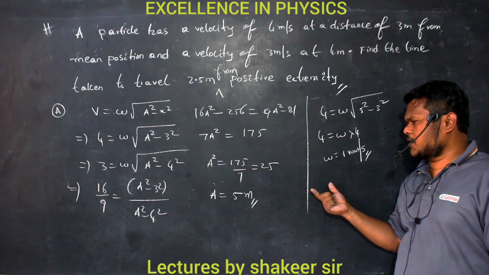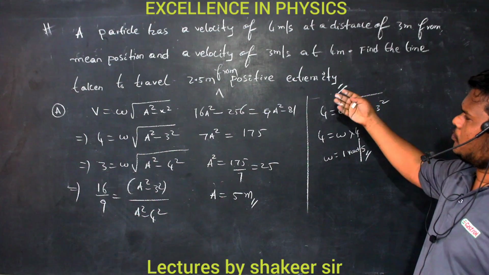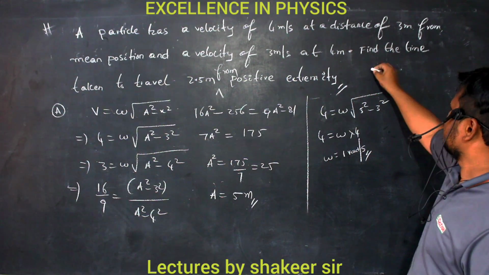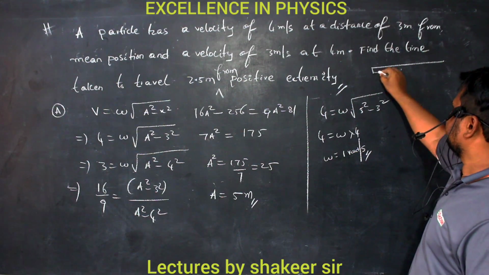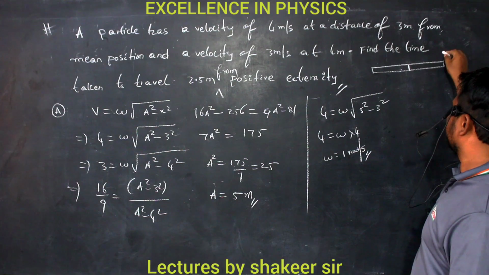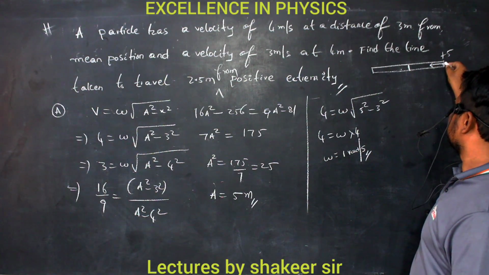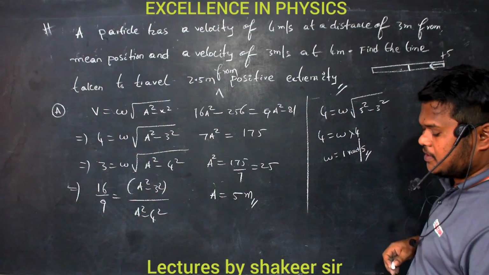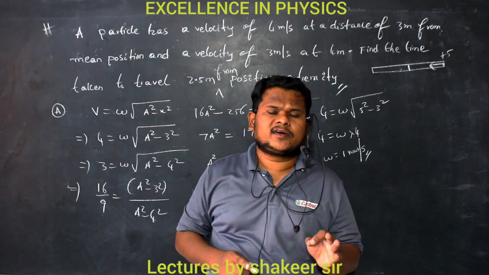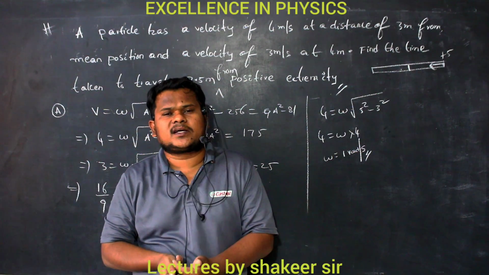Now how can I calculate the time taken to travel 2.5 meters from the positive extreme position? Clear? So let us see. For example, this is the path in which the particle is traveling, and this is our mean position. So the total amplitude is plus 5. From here the particle is starting. In which condition will the particle start from here? The particle will start from the positive extreme position only if it has covered initially 90 degrees. So it means the initial phase of the particle is 90.